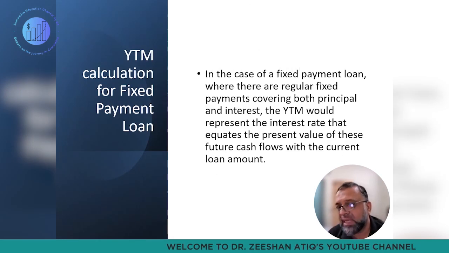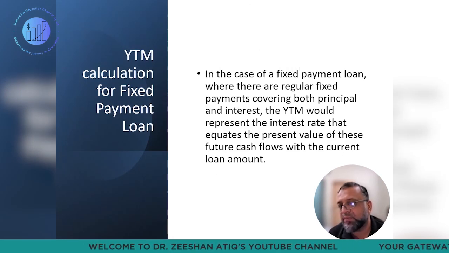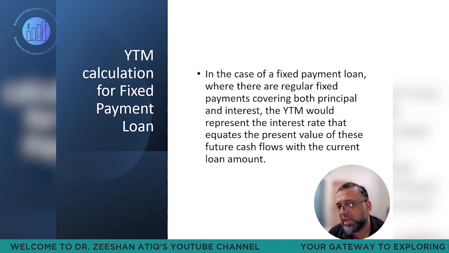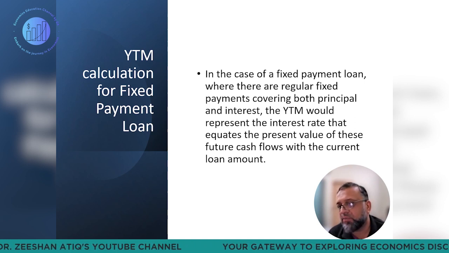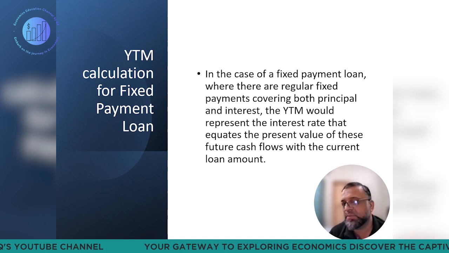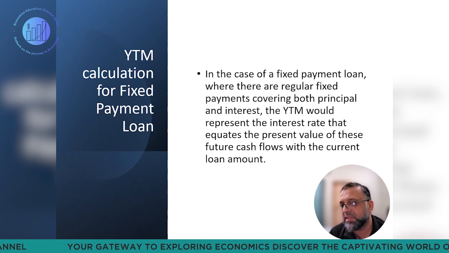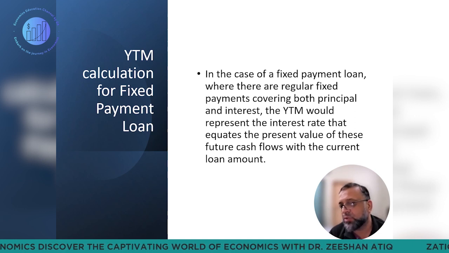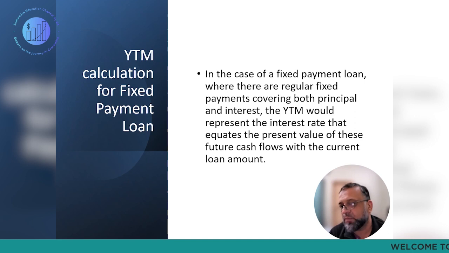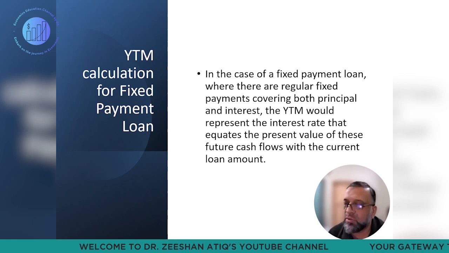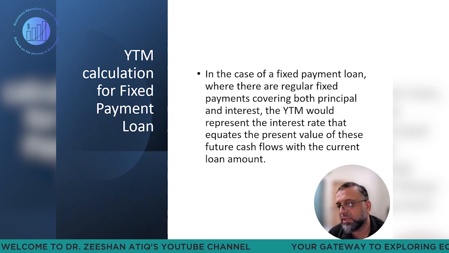Similarly, we can use these calculations to find the YTM for a contract between the borrower and lender for fixed payment loans. In fixed payment loans, a person makes regular fixed payments. Say for example, you have borrowed 100,000 rupees from somebody and you have to pay 20,000 as interest, so you have to pay a total of 120,000. If you divide that 120,000 into 10 installments, every month you will have to pay 12,000, and that 12,000 will include both 10,000 principal and 2,000 interest.